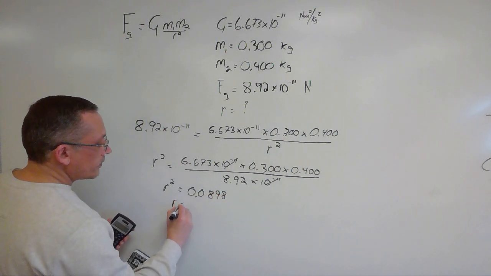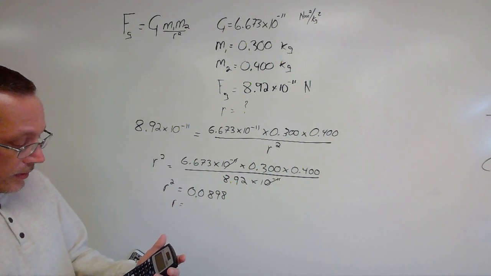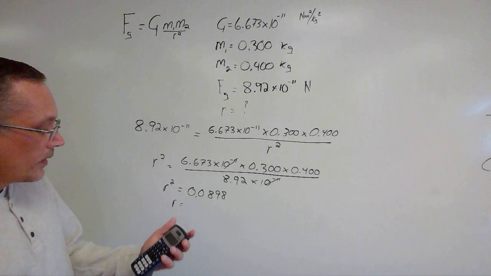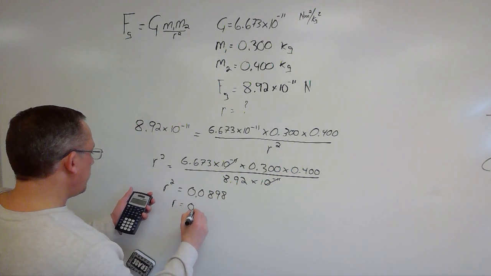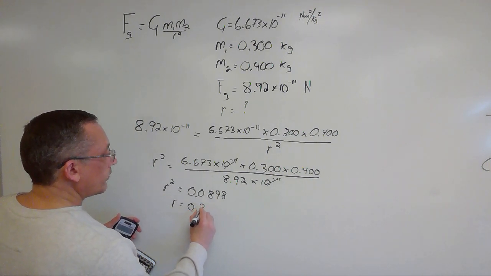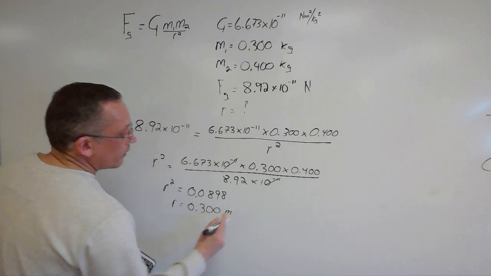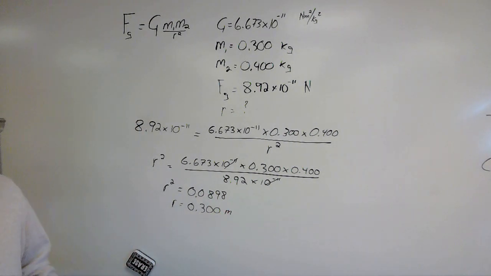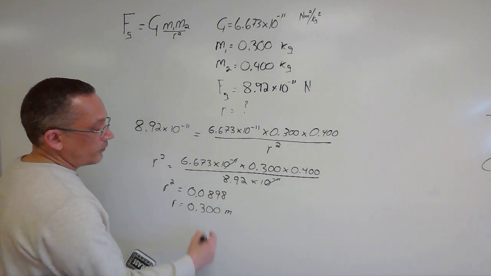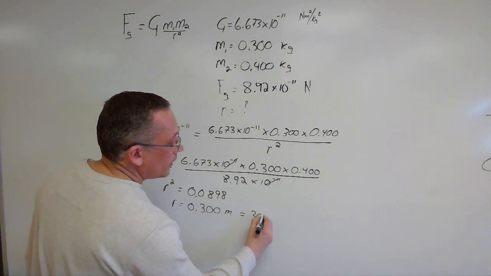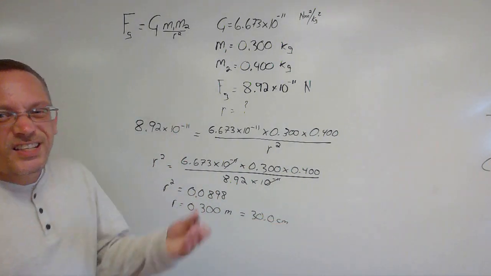And then we'll go ahead and take the square root and see what the answer there is. Square root of 0.0898. And I get about 0.300. And being a distance there, that'll be in meters. Okay. And that might be a convenient number to put in centimeters. So we'll move the decimal point over a couple of places. That's the same as 30.0 centimeters. If you left it in meters, that's perfectly okay.